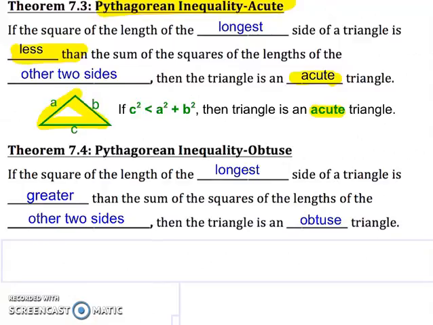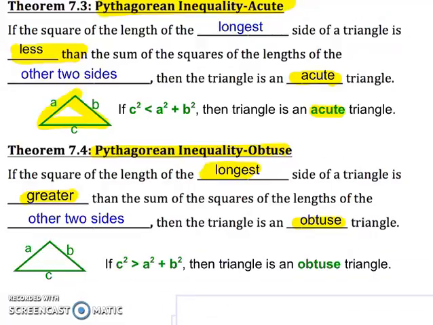The next theorem is called the Pythagorean inequality, and this is for obtuse triangles. Very similar to theorem 7.3. Again, if the square of the longest side of the triangle is greater than the sum of the squares of the other two sides, then the triangle is called an obtuse triangle. Again, for a visual, if I have a triangle ABC, if the longest side squared is greater than the other two sides squared, then we have an obtuse triangle.